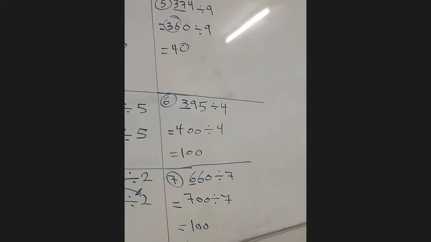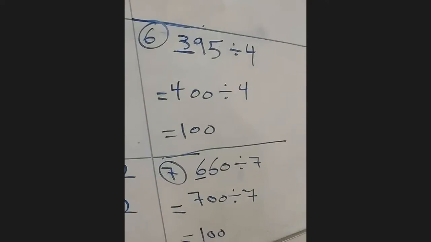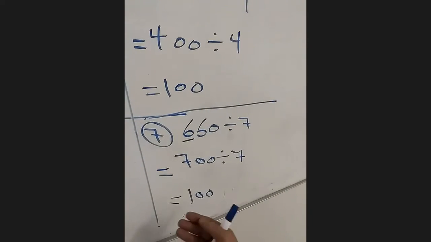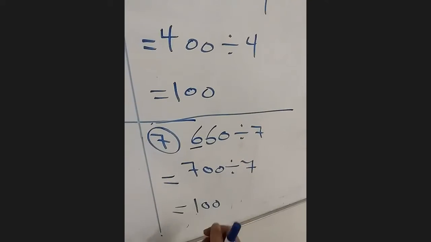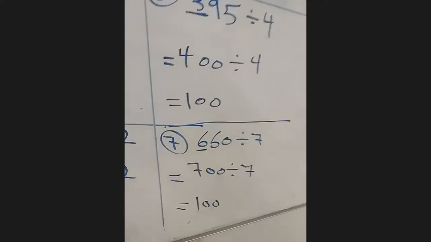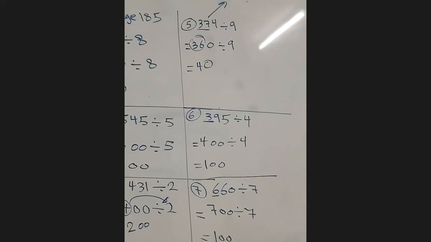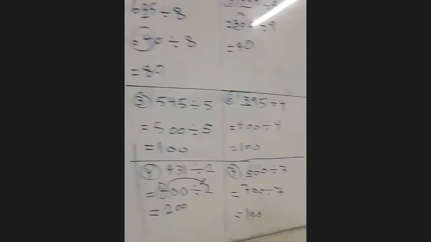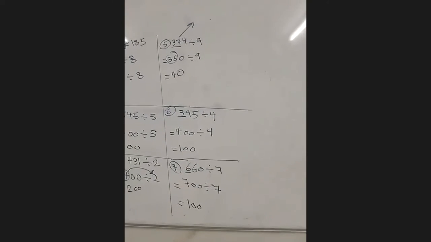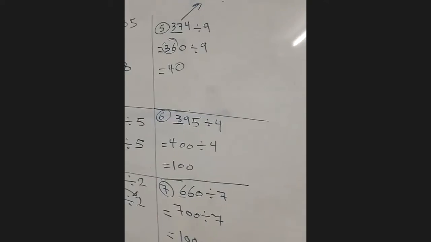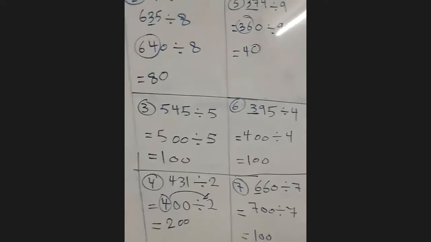Now we have a lot of ways, guys, of estimating. If you round and you get 100, it's okay. If you get 110, it's okay. If you get a close answer, it's okay. Sometimes we have more than one answer in the estimation. And if they are near the actual quotient, it will be okay and correct. This is question 7. That's all for today.